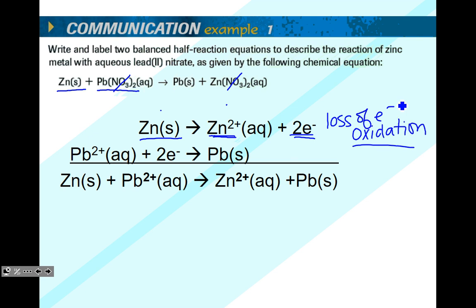Here we have to gain. We have a lead 2 plus. In order to become neutral, we have to gain 2 electrons. A gain of electrons is reduction.